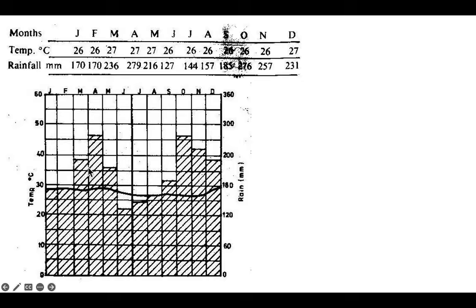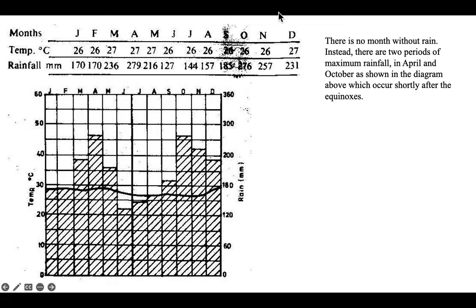Okay, so this is for equatorial climate. Now, when it comes to equatorial climate, we also have to know exactly the period where the rains are highest. There is no month without rain, so rains are throughout. They can ask you the question: which particular region has rain throughout the year? It is the equatorial rainforest. So rains are throughout the year.